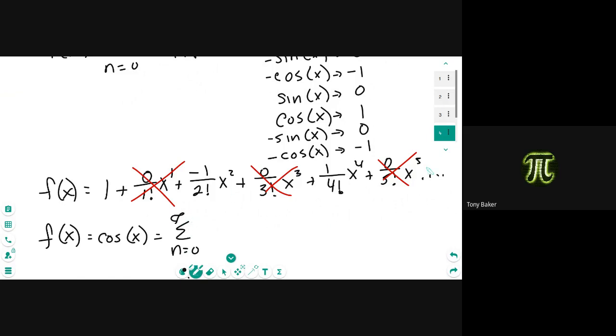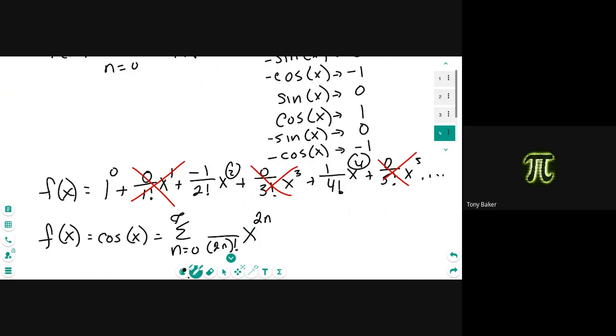How can I get those terms? So let's look at the exponents. It's basically 0, 2, 4, and the next one's going to be 6, right? So it's all the even ones. So that's going to be x to the 2n, because that's going to give me all the even ones, correct? What about the bottoms? That's 0 factorial, 2 factorial, 4 factorial, same thing, right? So it's 2n factorial.